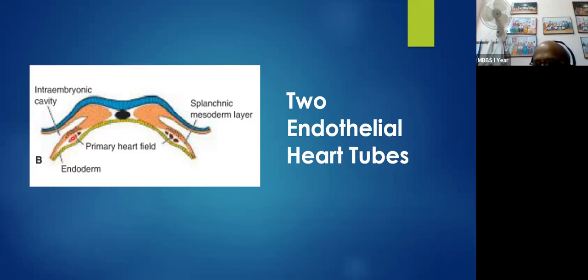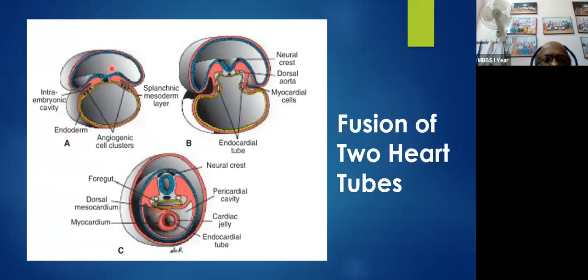During lateral folding of the embryo, see these next pictures. The picture is not very clear. So these are your angiogenic clusters going to form your endothelial heart tube. During the lateral folding, these two endothelial heart tubes are getting fused. Note that, they are getting fused to form a single tube. This you have to remember. During the lateral folding of the embryo, the two endothelial heart tubes are getting fused. But of course, that fusion is not complete, which we will see in the next picture.